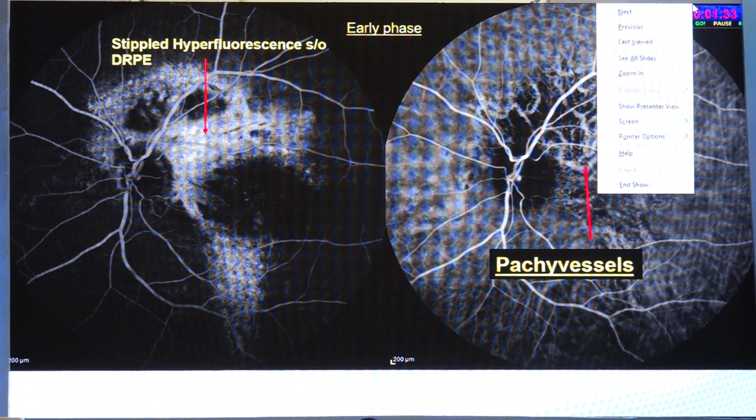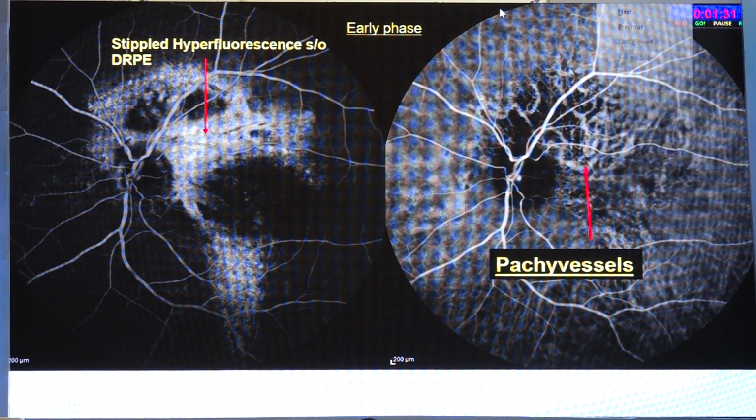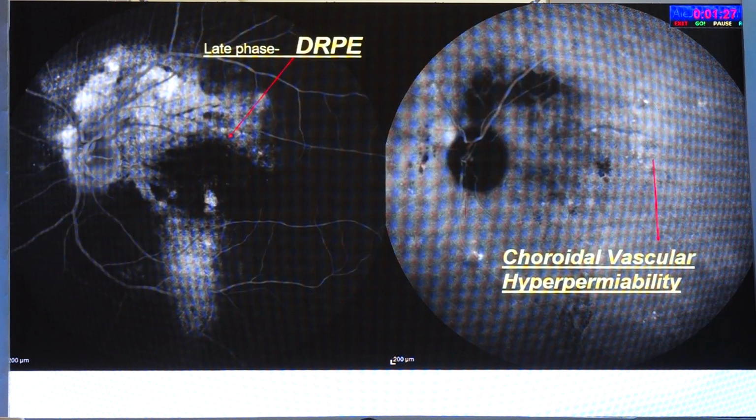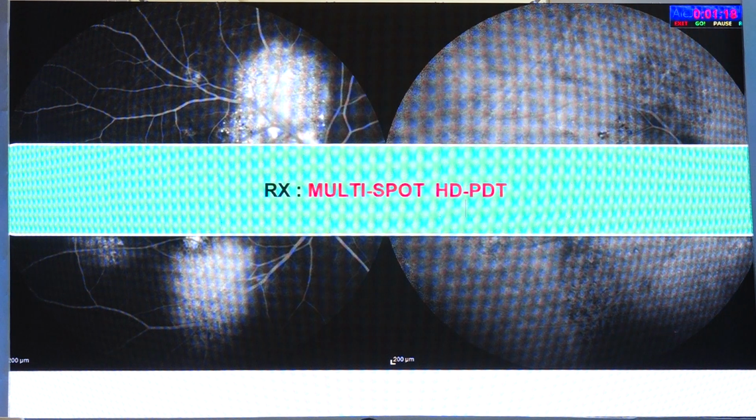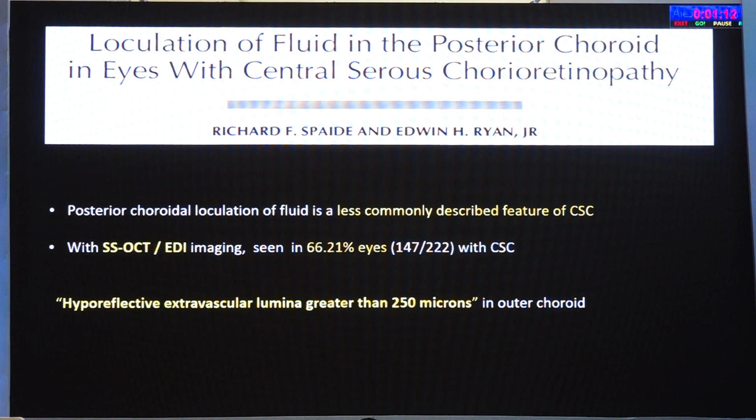Again, when you do the ICG angiography, you see these pachy vessels, choroidal vascular hyperpermeability in both the eyes and diffuse RPE epitheliopathy. You differentiate, this is a case of chronic CSR with choroidal hyperreflective foci, and half dose PDT was done for this patient. Another biomarker is posterior choroidal loculation of fluid in CSC.